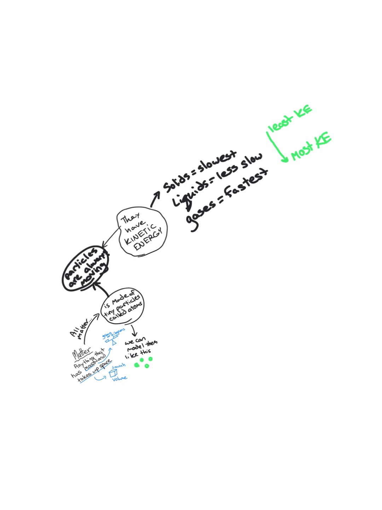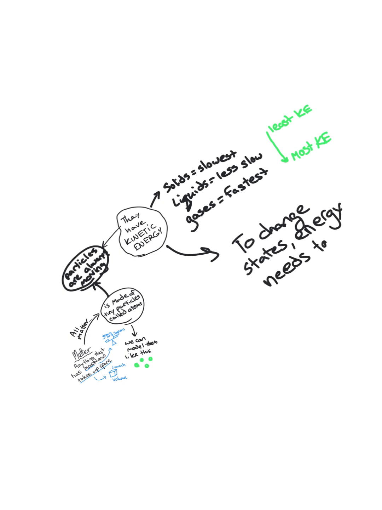And so if you're thinking about how energy and the change of matter relate, if you add energy to a solid, it will cause those particles to move faster. Eventually the solid will become a liquid, and then it will become a gas if you keep adding energy. Where does this energy come from that we're adding? Well, it comes from heat. So to change the state, energy needs to be added or taken away. So maybe we add heat to ice, and we pull energy away.